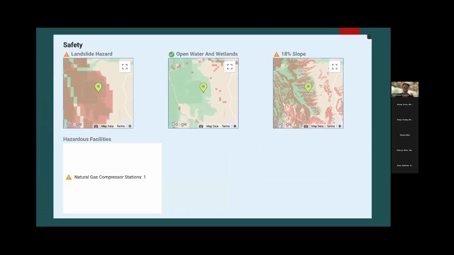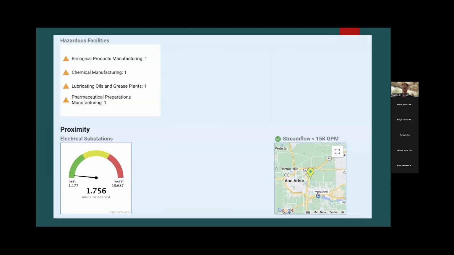Here are those flagged areas. The site we're looking at here is in a flagged area for landslide hazard and slope, but not open water and wetlands. And for hazardous facilities, it's showing that there's one natural gas compressor station. Next slide. Continued results here. Next slide.